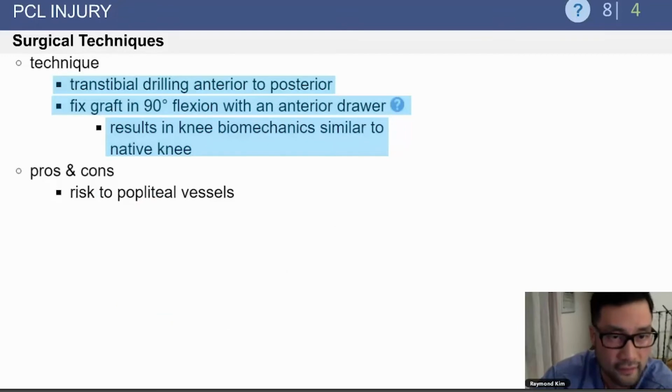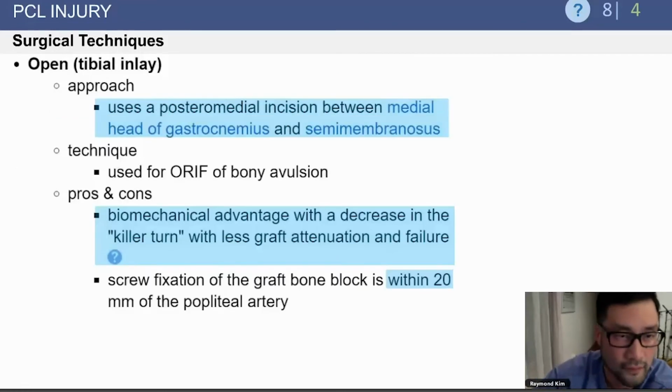The technique of transtibial drilling is anterior to posterior, and when you tension and fix your graft, you want to do this in 90 degrees of flexion with the anterior drawer, and this results in knee biomechanics similar to the native knee.